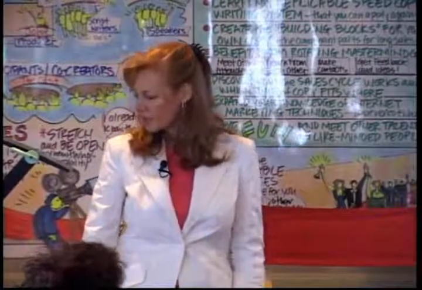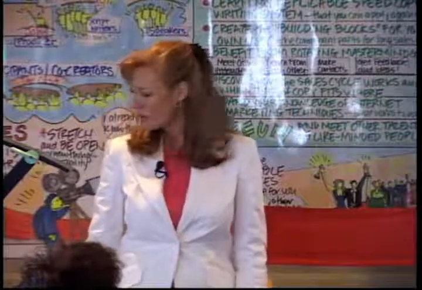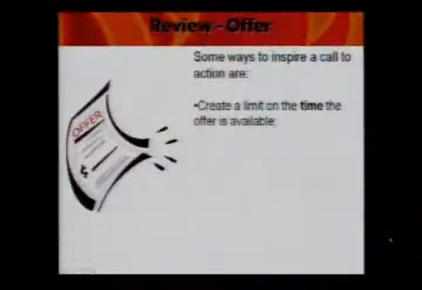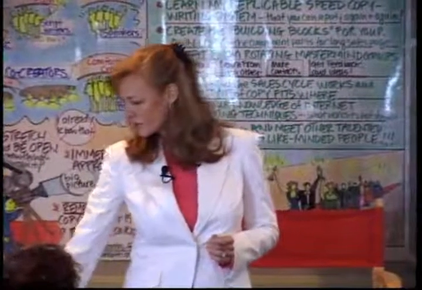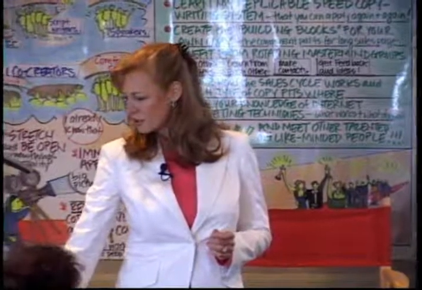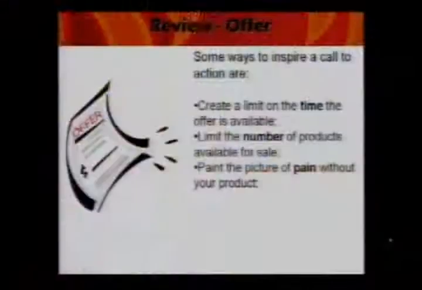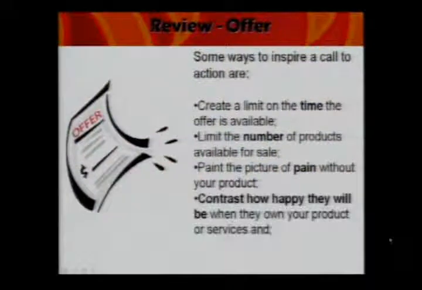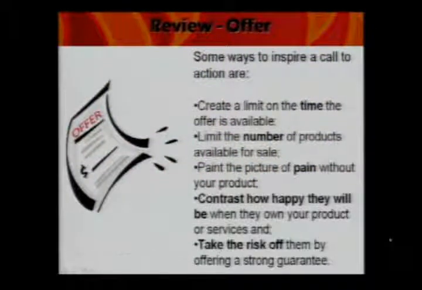The offer, we talked about some ways to get people to get off their butts and order. Create a limit on the time the offer is available. I meant to tell you my little Dan Kennedy story about offer, where I used several of these. Limit the number of products available for sale. Paint the picture of pain without your product. Contrast how happy they will be when they own your product. And take the risk off by offering a strong guarantee.